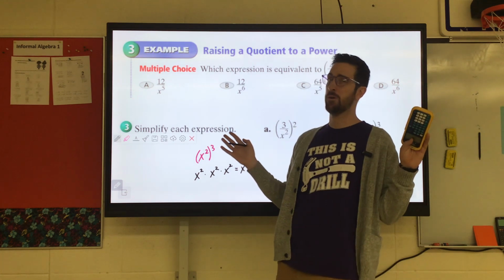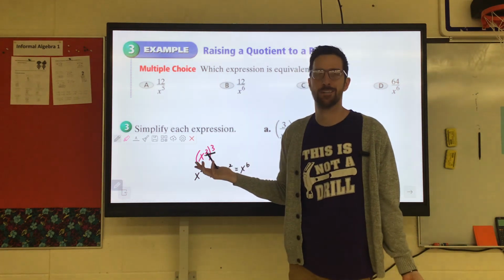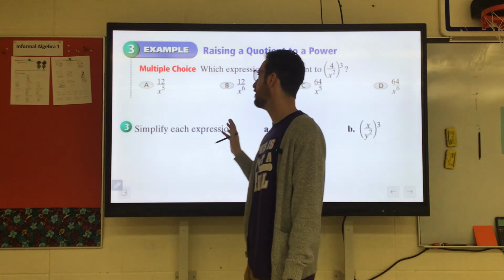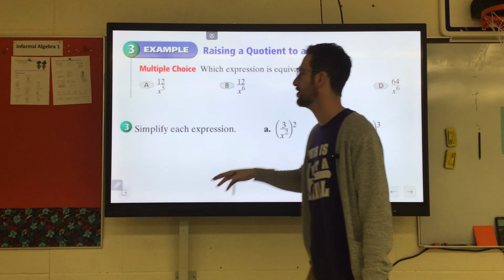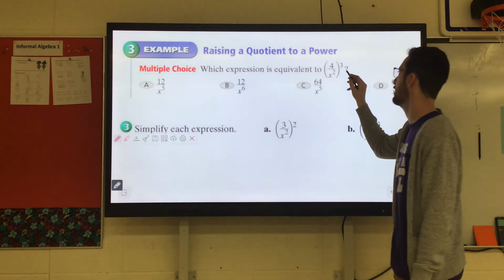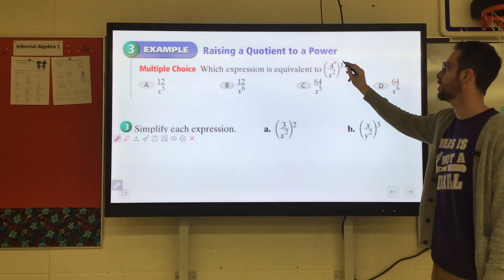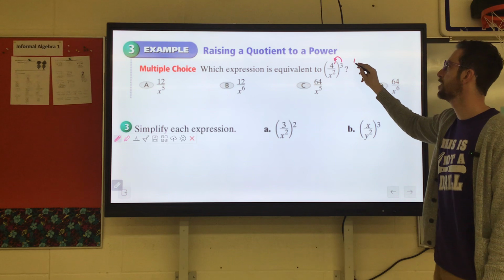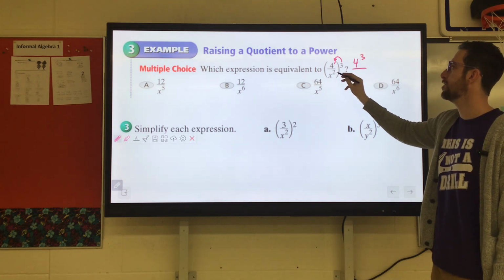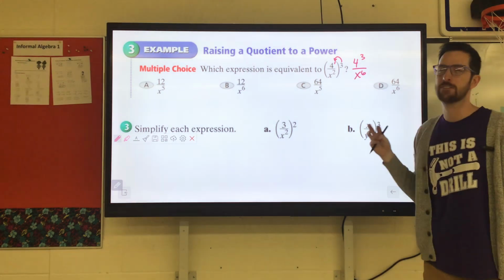But there's an easier way. When you go power to a power, you just multiply the exponents. 2 times 3, 6. But if you have parentheses, you have to give every single thing inside that parentheses, you have to multiply the exponent by the power here. So 4 has its own exponent. It's 4 to the first. So we're going to do 3 times 1, which is 3. The denominator, x squared, 2 times 3 is 6. So we have 4 to the third over x to the 6th.